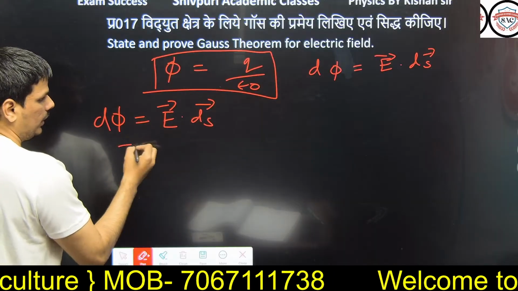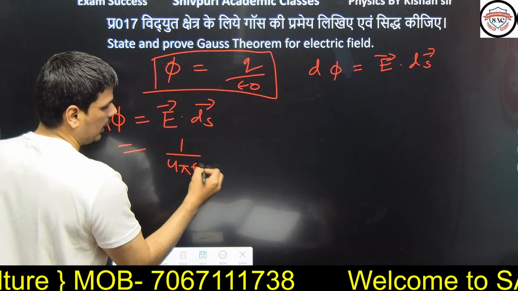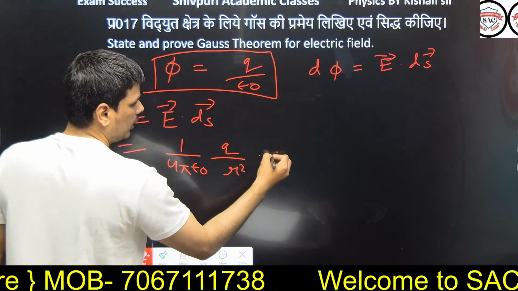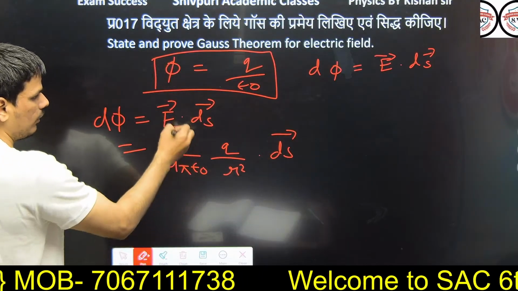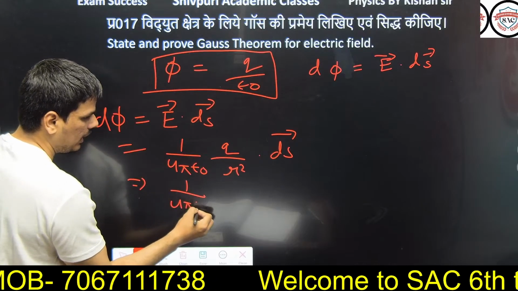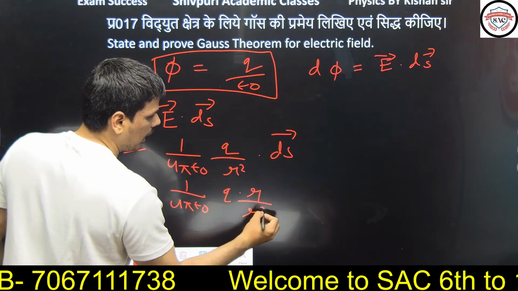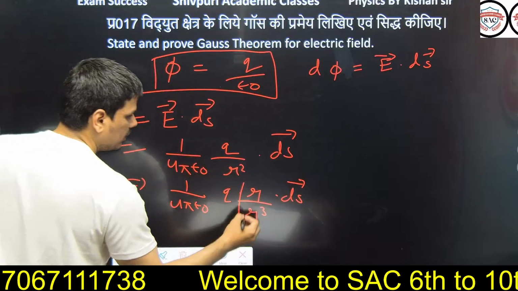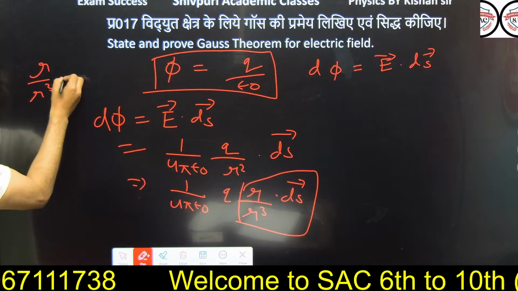For d phi, we are going to put the value of the electric field. The electric field value is 1 upon 4 pi epsilon naught q by r square into dS. Okay, so this is the value of our electric field. We could write it like this: 1 upon 4 pi epsilon naught q into r by r cube into dS. Just look at this thing, r by r cube into dS.